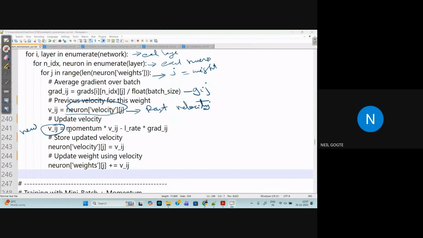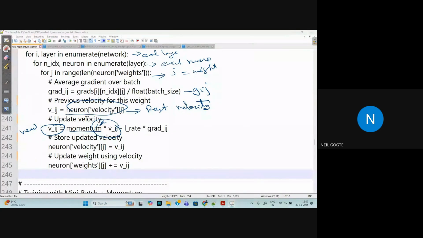Momentum, remember, is that parameter which I talked about, mu, which is passed as a hyperparameter, into Vij. Vij is this velocity. This dictates how much importance I am giving to the past, minus learning rate times grad Ij. This is the accumulated average gradient which we had applied. Earlier, we had just applied it directly to the weight. And now we are passing it through the momentum.